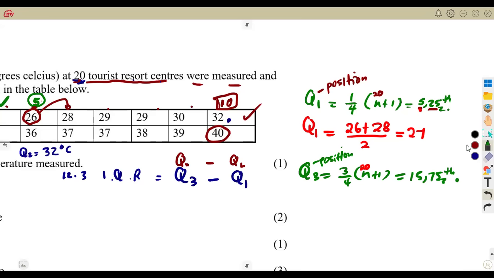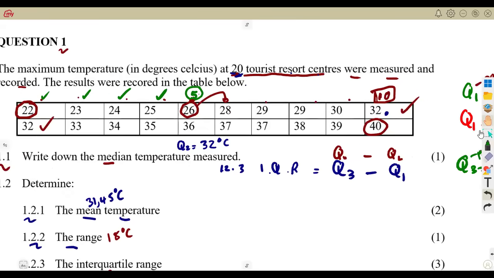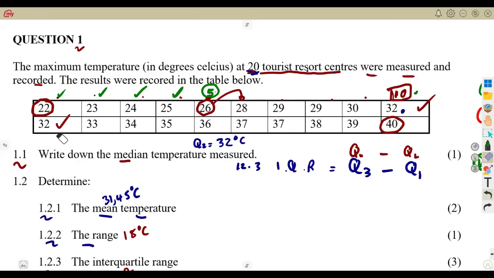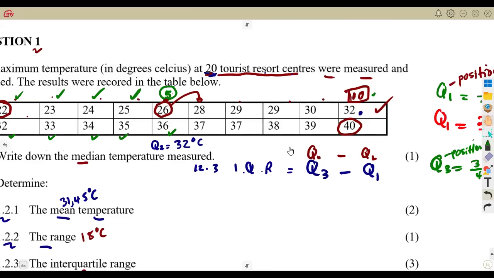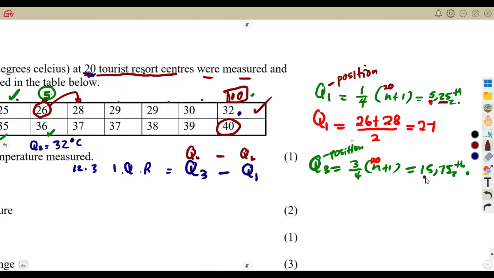So we need to count up to 15. Remember, here we were at 10. We are going to count from there: 10, 11, 12, 13, 14, 15. So remember, there is a decimal there. You must take the 15th value and add it to the next one, just like what we saw in the previous case. So the exact value for Q3, we're going to add these two values, 36 and 37 together, divide by 2. That was going to give us 36.5.